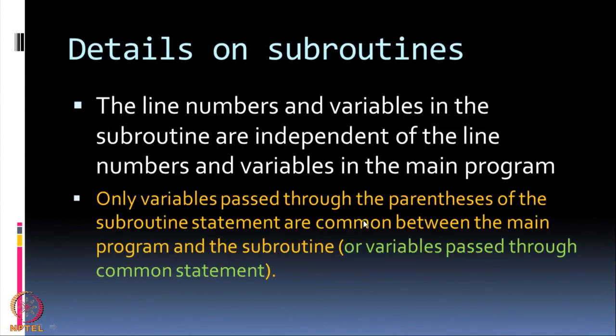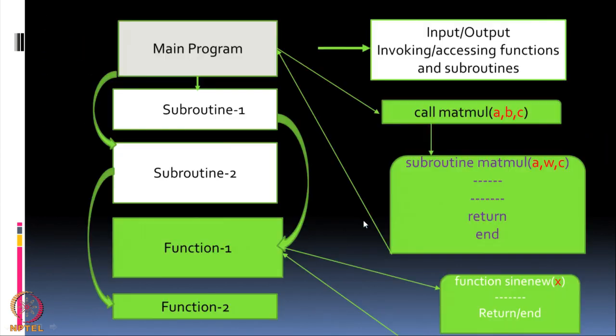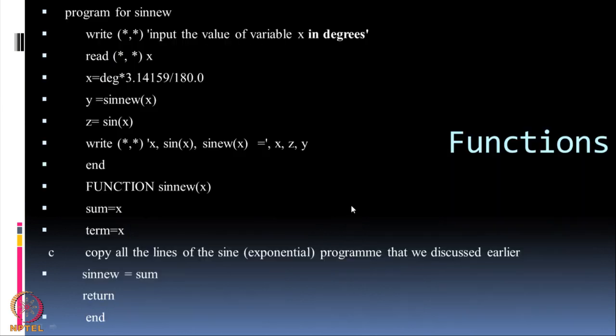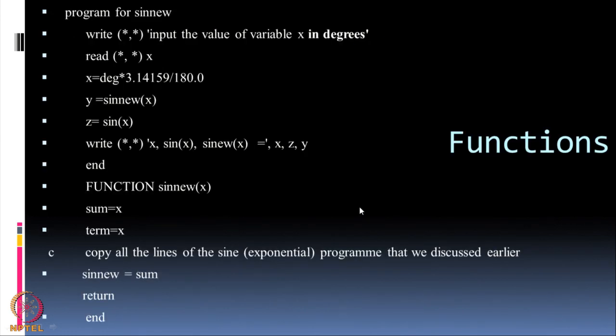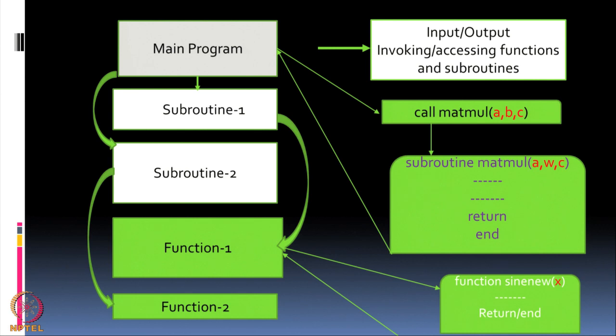Now, similar to calling this subroutine, I can also call a function. How is a function called? Look at the lower part of this slide. On the lower right, there is a function called sin nu W, x. In the main program, I have to call it as y equal to sin nu x. So, the calling statement for the function is any variable a, b, c, d equated to the function sin nu with x in brackets. It is accessed by y equal to sin nu x.